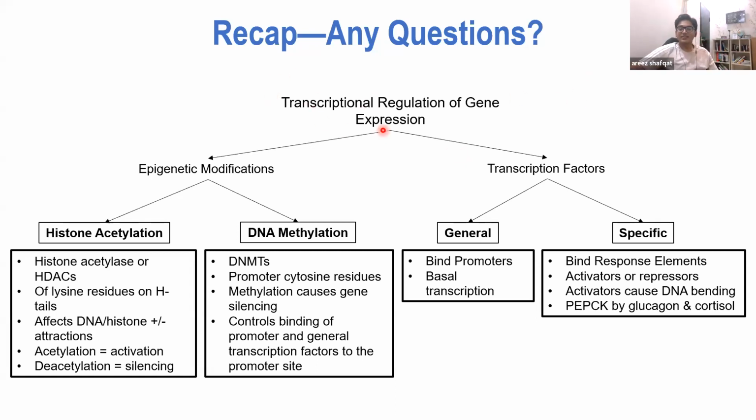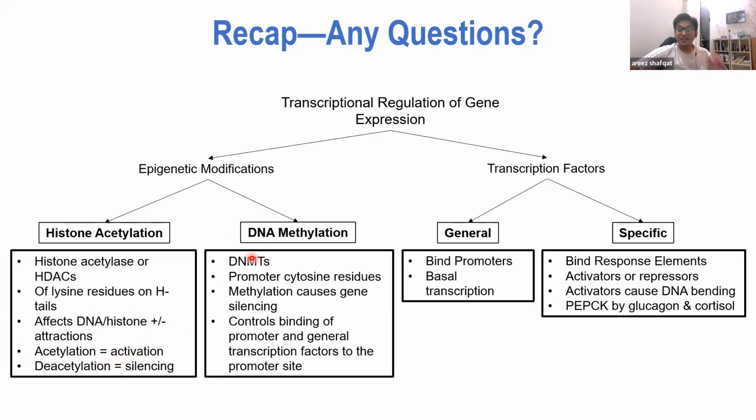Good. So this is transcriptional regulation in a nutshell. There are two types, epigenetics and transcription factors. Epigenetics, again, two types, histone acetylation. The enzyme is histone acetylase or histone deacetylase, HDAC. Histone acetylation of lysine residues on histone tails affects DNA-histone electrostatic attractions. Acetylation equals activation, deacetylation equals deactivation. That's how you can remember it.